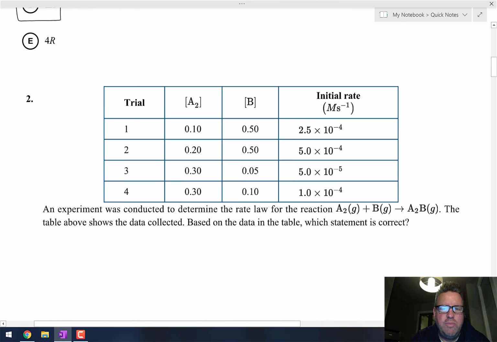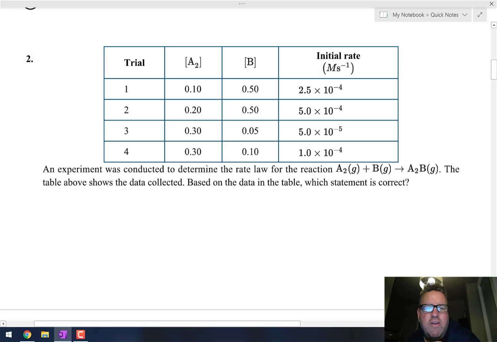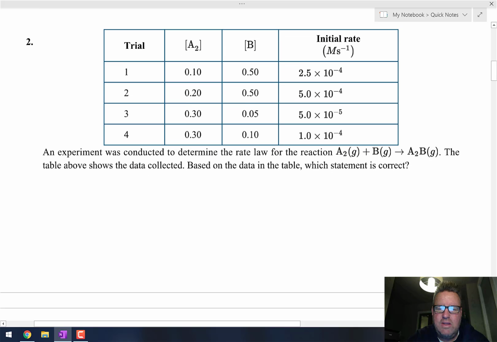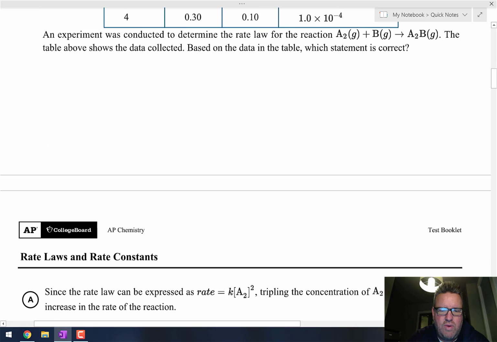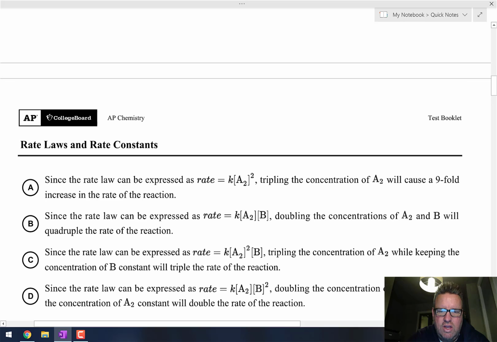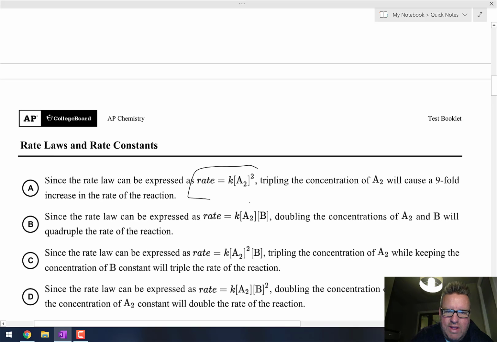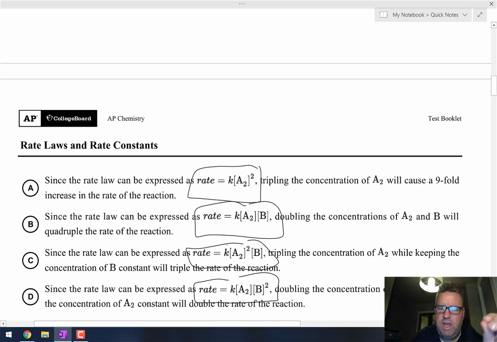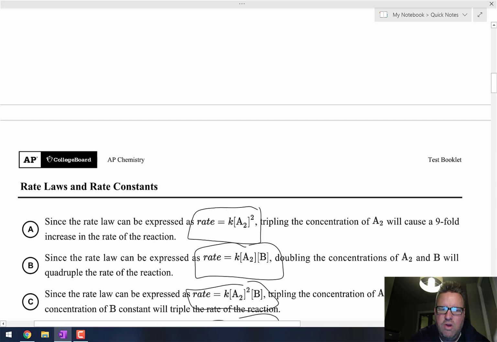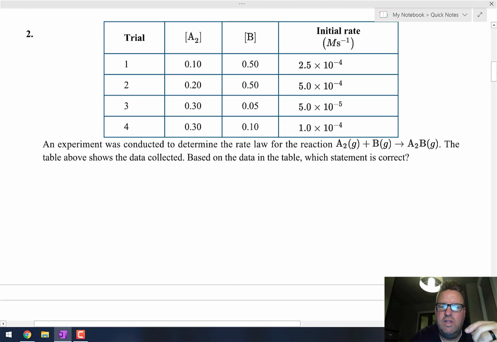Okay, question number 2. We've got 4 different trials here. An experiment's conducted to determine the rate law for the reaction. The data table above shows the data collected. Based on the data table, which statement is correct? So let's kind of look at our answers here. Notice that every answer has a different rate law. Okay, every single rate law is different, which means that if we can figure out the rate law, we're going to know the right answer. So let's see if we can do that.